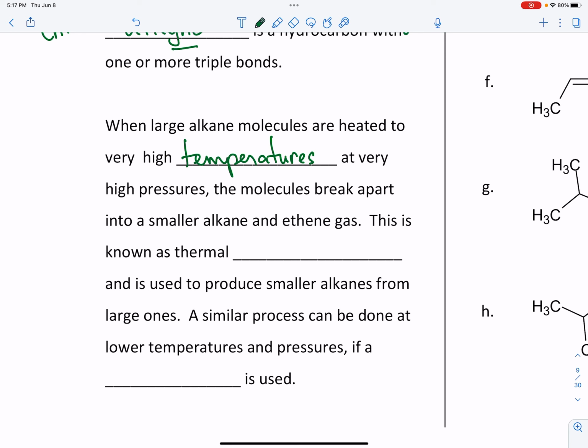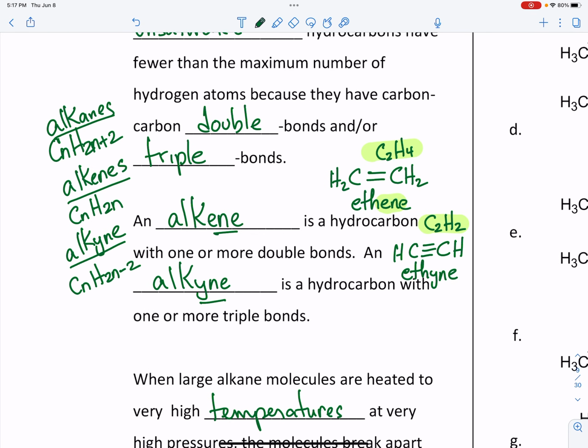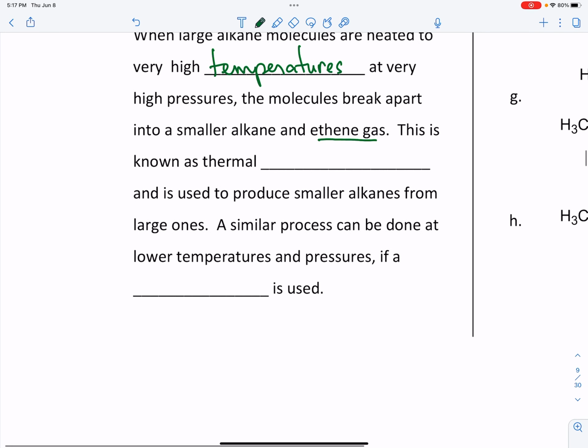One of the products is always ethene. That's that molecule we saw up above, C2H4. And then you get smaller alkane molecules as well. This process of breaking the large molecules with heat and high pressure is called thermal cracking. You take large molecules and under high temperature and pressure, crack them or break them apart into smaller molecules.